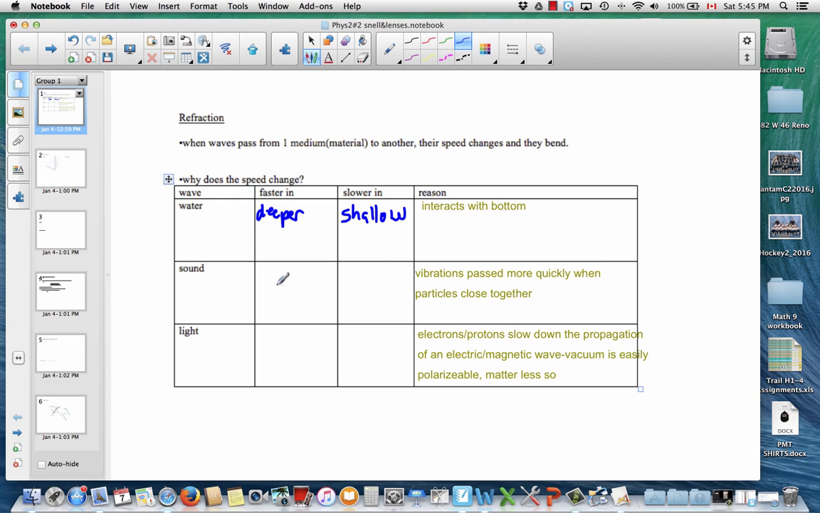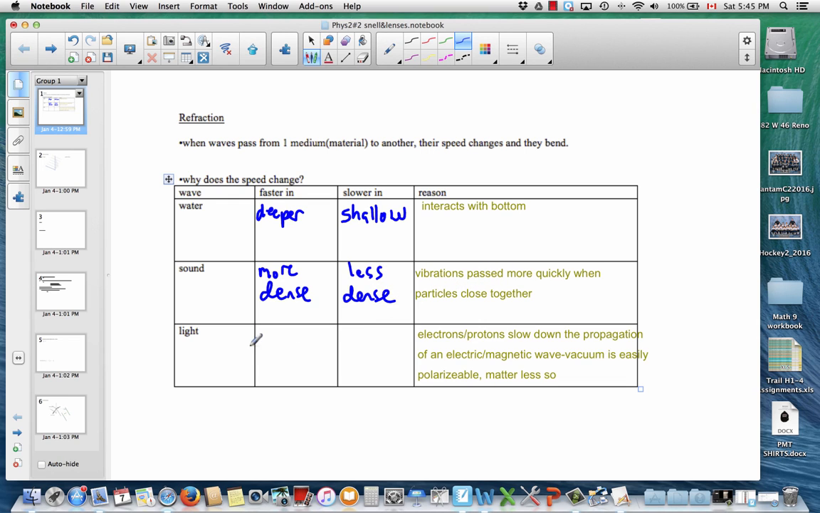Little water molecules are doing little circular wavefronts, and when they start to experience some drag from the bottom, they slow down. Sound travels faster in more dense material because when the atoms and molecules are closer together, they pass on that vibration a little more quickly, as it says over here.